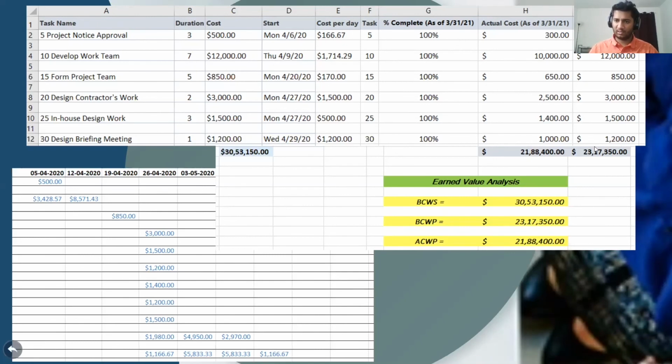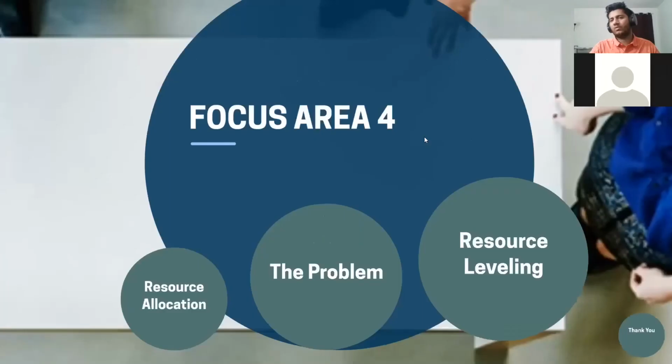And this is the summation of this entire thing. From that, this value is BCWP, and ACWP is the summation of the actual cost. So this is all we have.